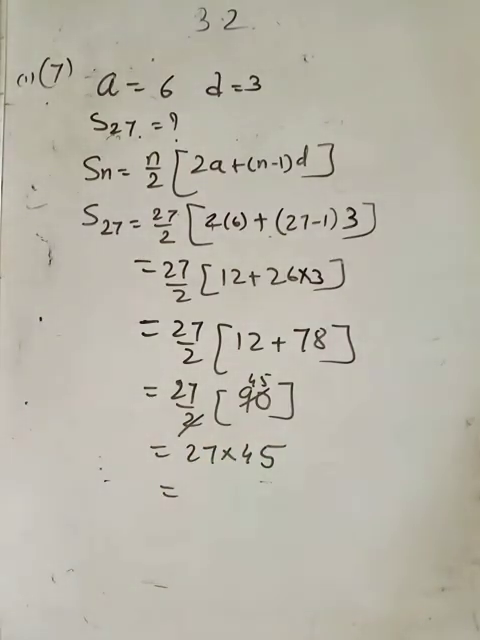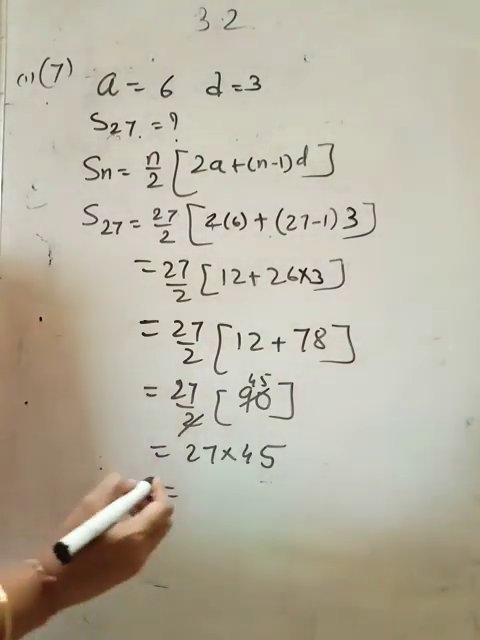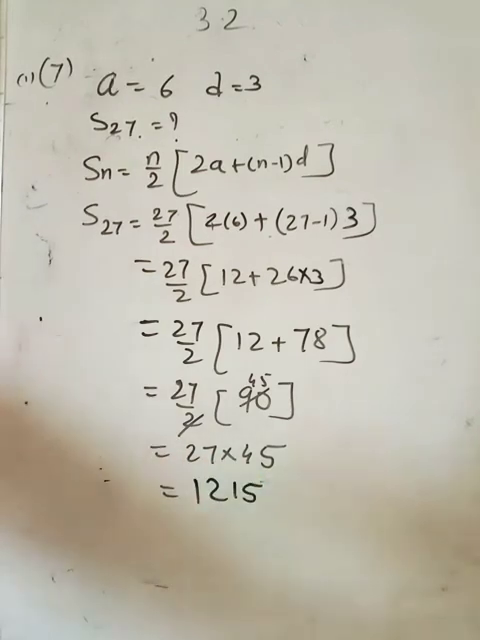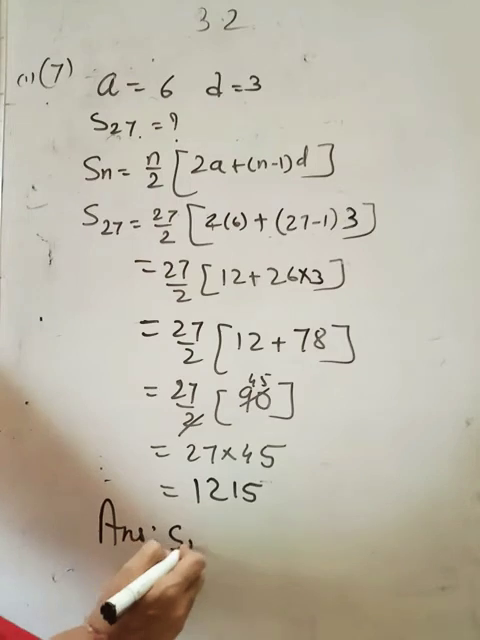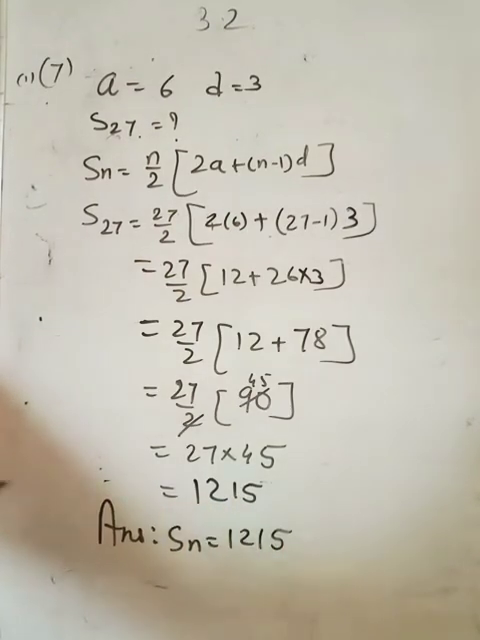Correct? So multiply 27 into 45 and give me the answer. 1215. Yes, 1215. So here we got Sn. What is the answer? Answer: Sn is equal to 1215.